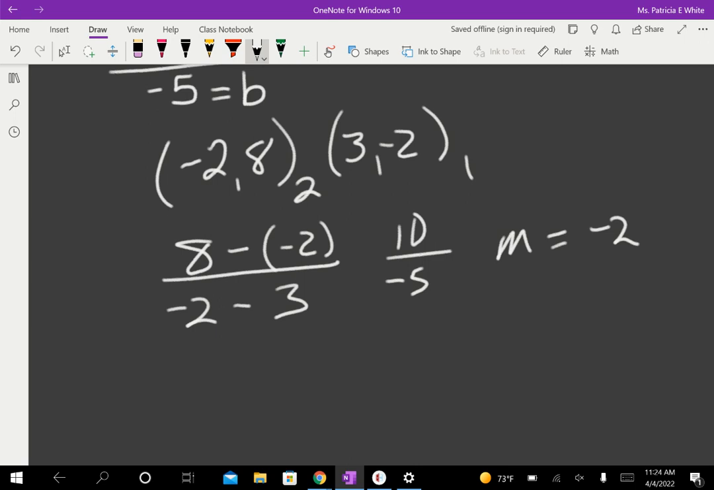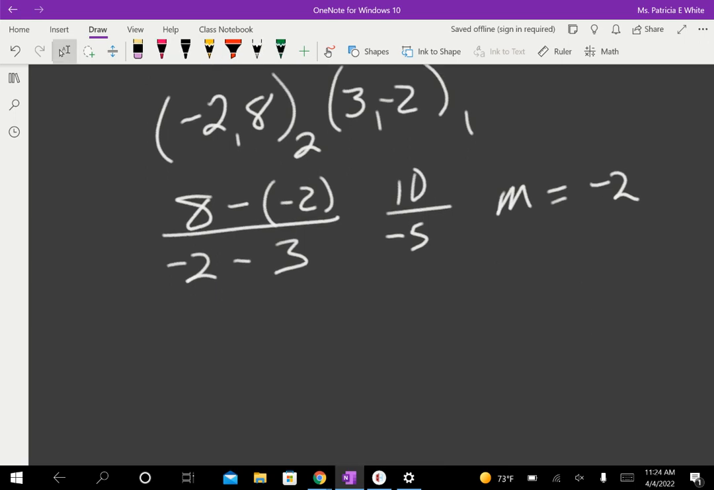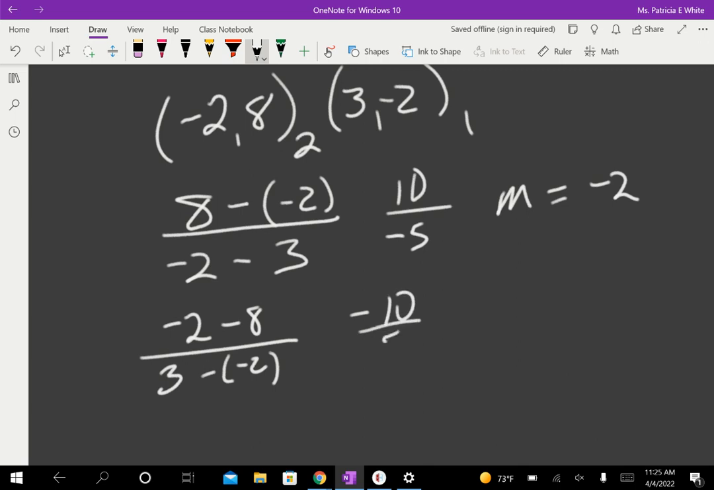No, if I did it the other way, I would have negative 2 minus 8 over 3 minus a negative 2. And then I would have negative 10 over positive 5. And I would still get negative 2.